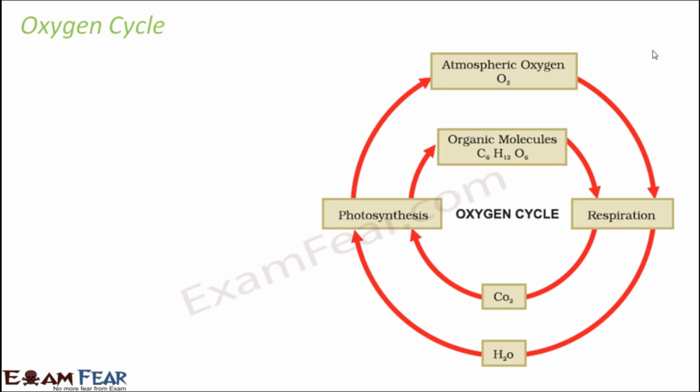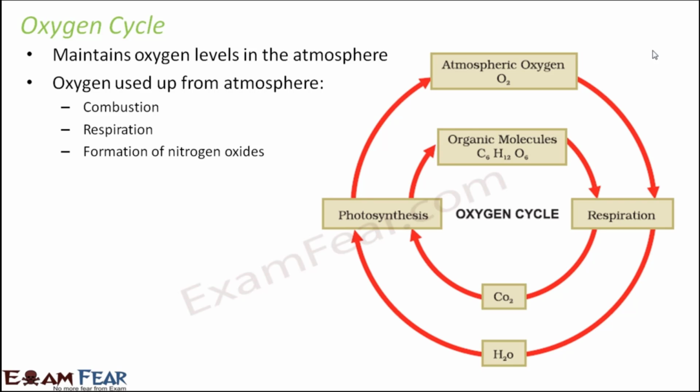So let us now talk about the oxygen cycle. Now again, the oxygen cycle is that cycle which maintains the levels of oxygen in the atmosphere. So again, we will basically talk about the processes which give oxygen to the atmosphere, and those processes which take away oxygen from the atmosphere. So let us first talk about the processes where oxygen gets used up from the atmosphere. So first such process would be combustion. Any burning takes place only in the presence of oxygen. So for burning or combustion to take place, you need oxygen.